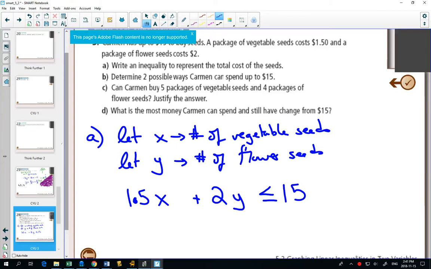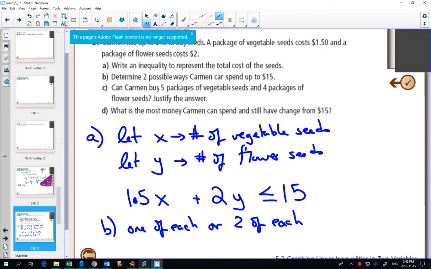In part B, it just says, what are some possibilities? And there's a lot of answers here. Could she buy 1 of each package? Yes. Could she buy 2 of each package? Could she buy 10 of each package? No. So determine 2 possible ways she can spend up to $15. So we just said 1 of each or 2 of each. Could she buy 3 vegetable and 2 flowers? Yeah, she'd be fine. So there's lots of different possibilities of things she could buy.